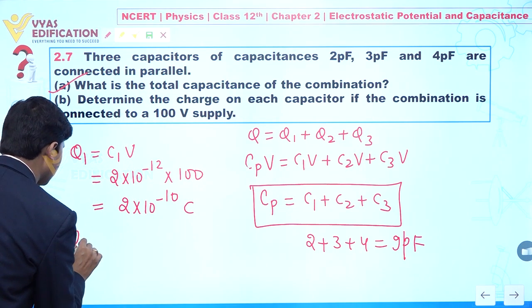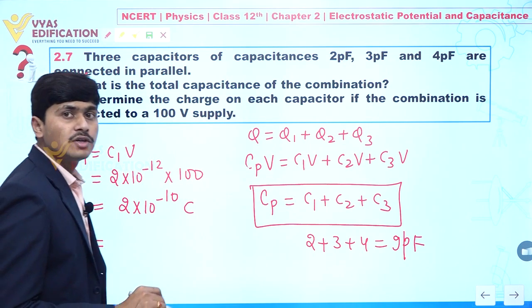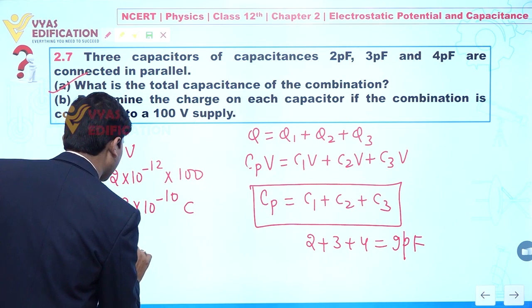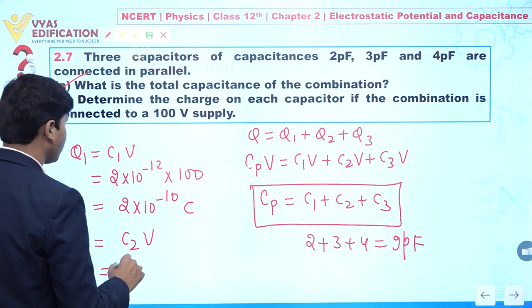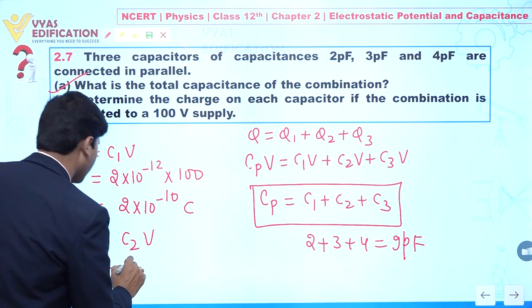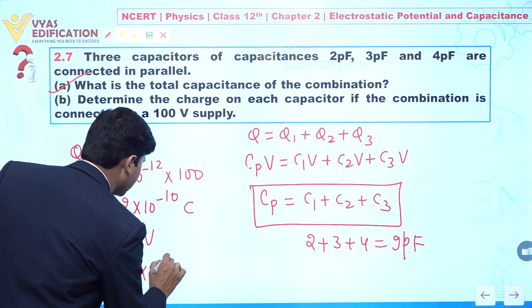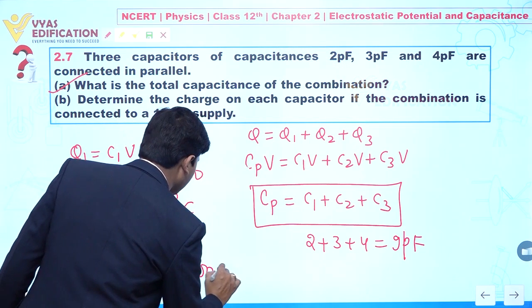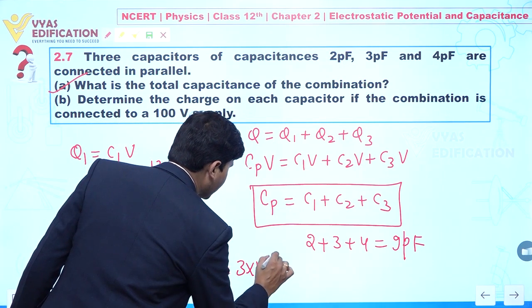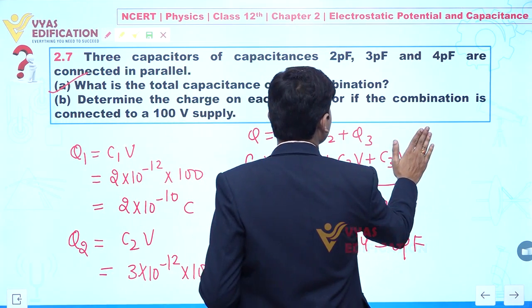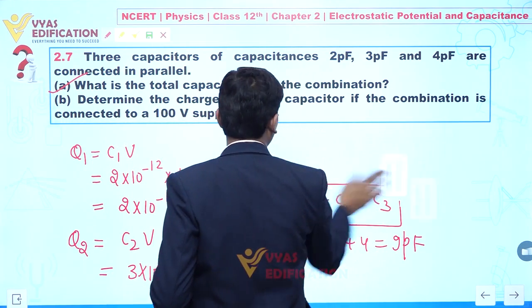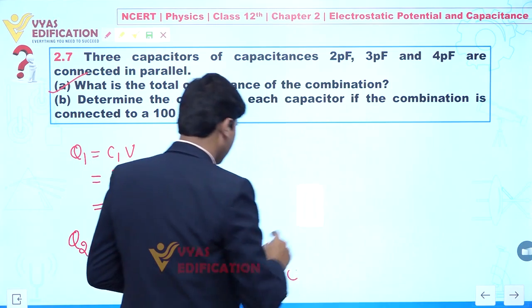Similarly we can find the value of Q2, which is equal to C2 into V. The value of C2 is 3 picofarad, so 3 into 10 to the power minus 12 into 100, so 3 into 10 to the power minus 10 coulomb. Now we have the third one, this is Q3. So how can we find the value of Q3?